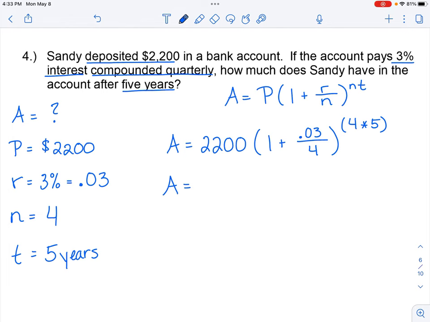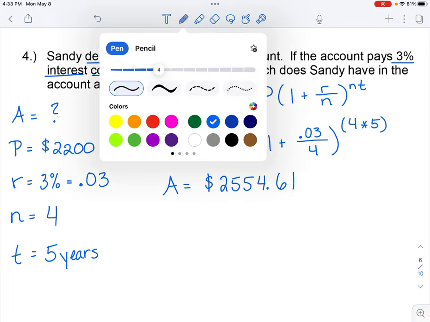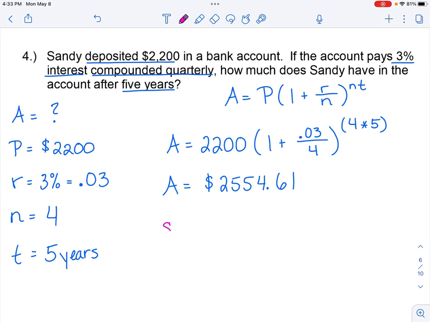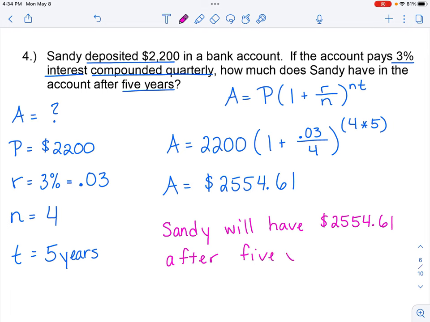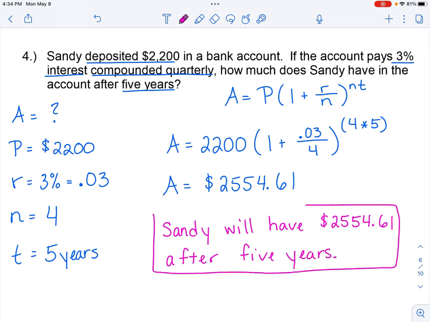I'm just double checking my computation here. I came up with 2554.605, so I'm going to round that to .61, okay? So I can say that Sandy will have $2,554.61 after 5 years. Okay. And there's problem number 4.